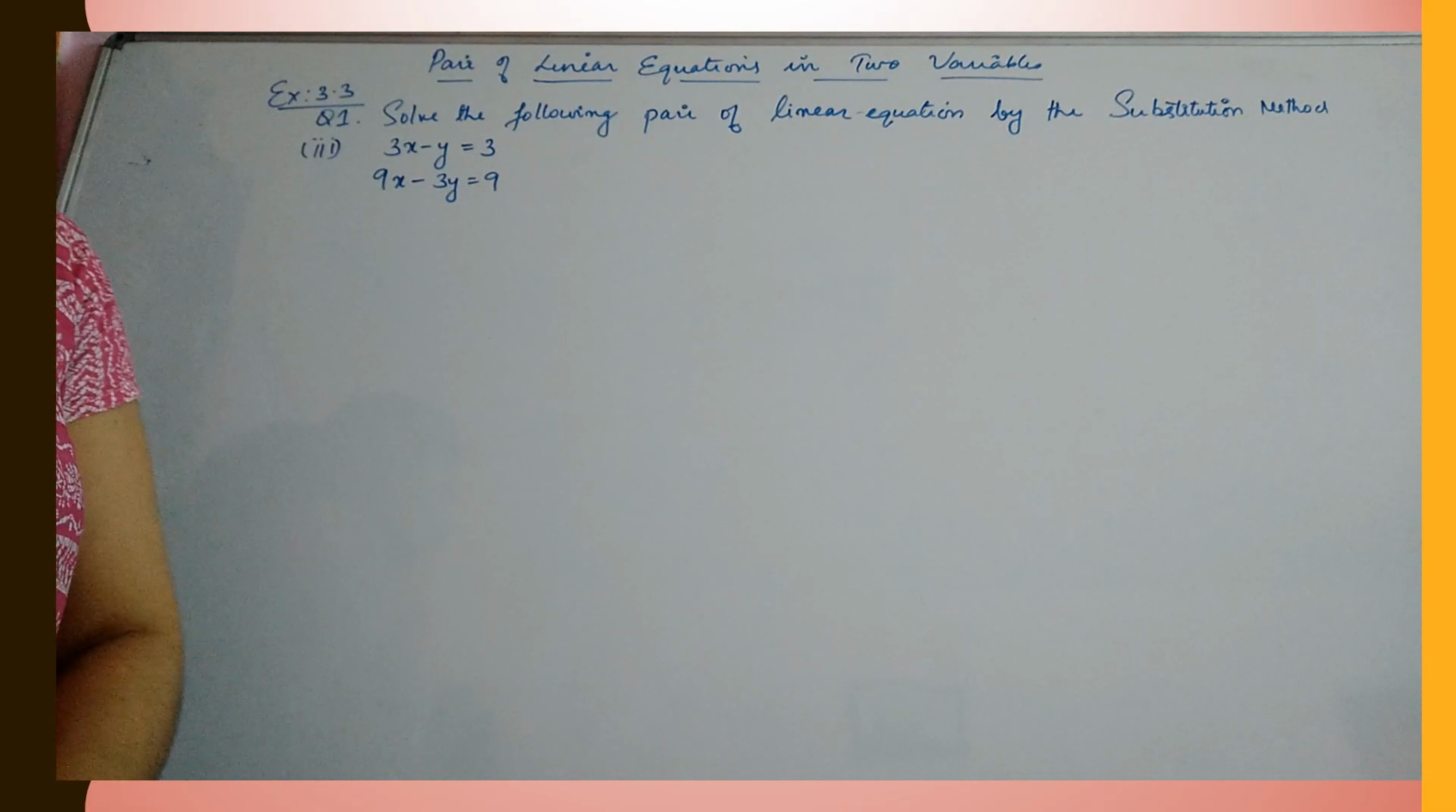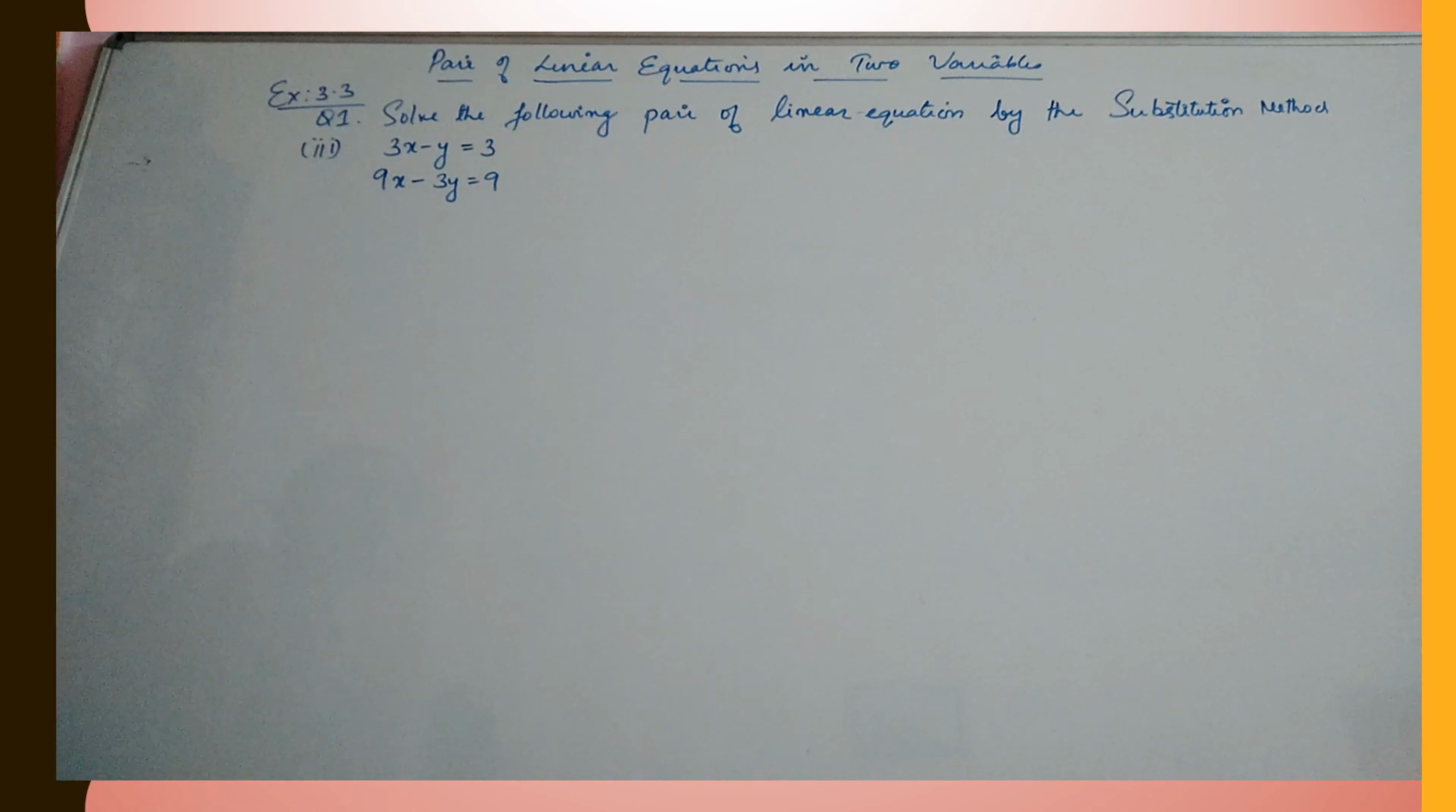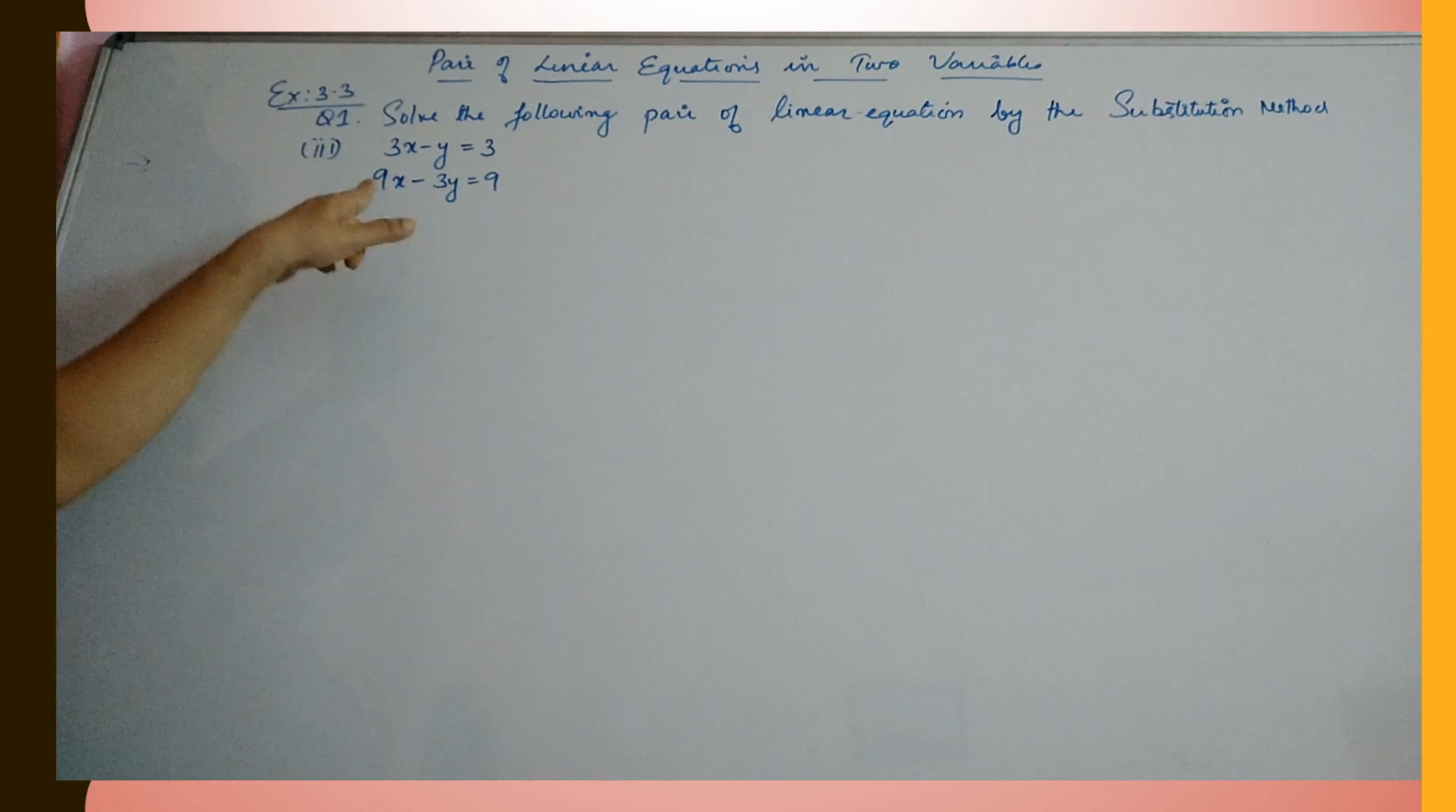Good morning all. Today we are dealing with exercise 3.3 of chapter 3, which is pair of linear equations in two variables. That exercise deals with the substitution method. So question number 1 is: solve the following pairs of linear equations by the substitution method. Subdivision 3 of the first question is 3x minus y is equal to 3 and 9x minus 3y is equal to 9.